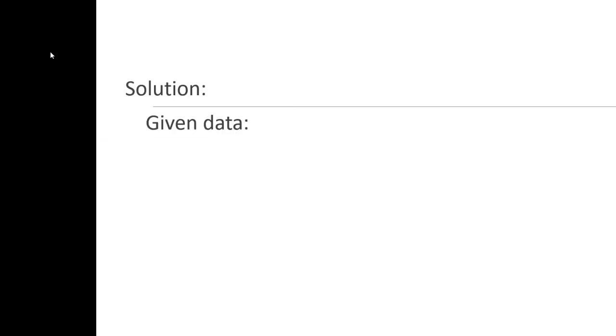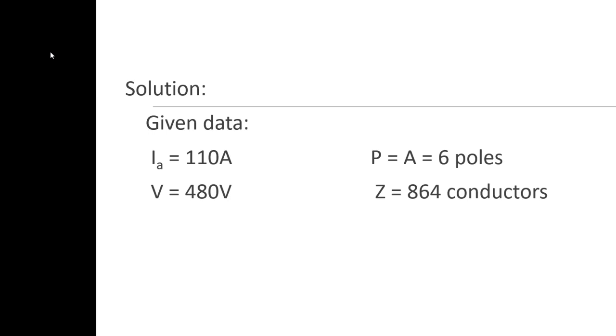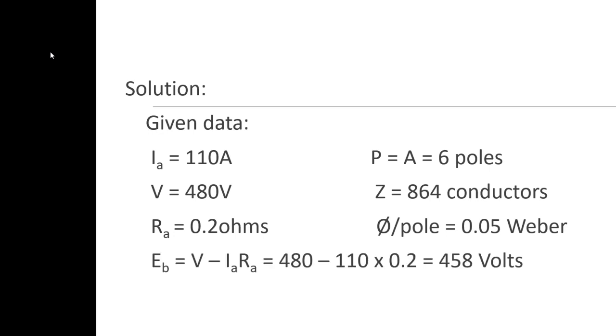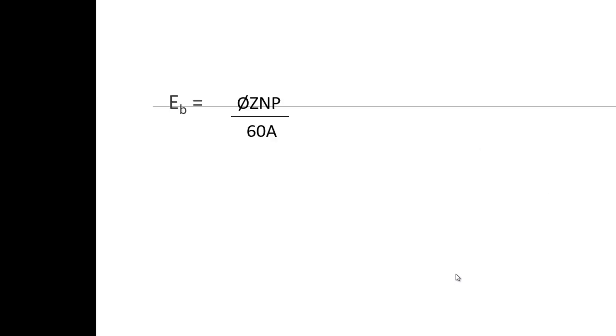So the solution, given data is IA is equal to 110 amps, P is equal to A is equal to 6 poles, and V is 480, Z is 864, RA is 0.2, and phi is equal to 0.05 webers. So we know that EB is equal to V minus IARA, which is equal to 480 minus 110 into 0.2, which is equal to 458 volts.